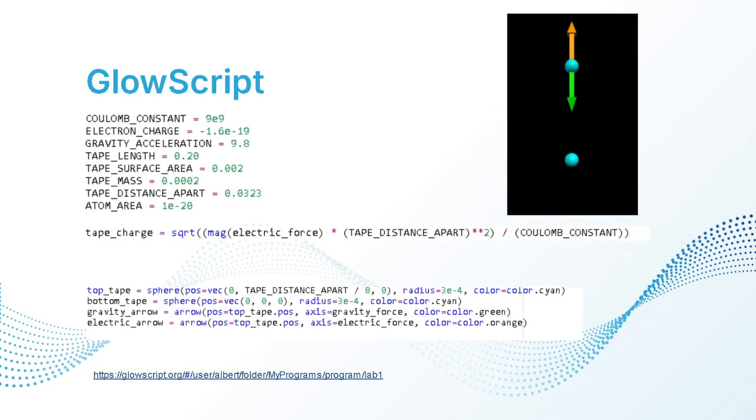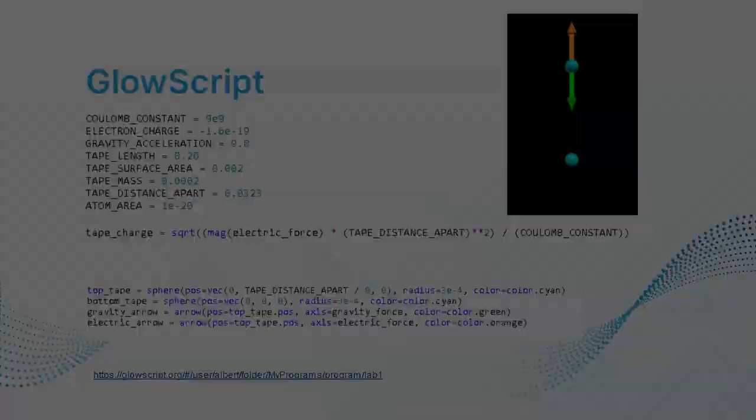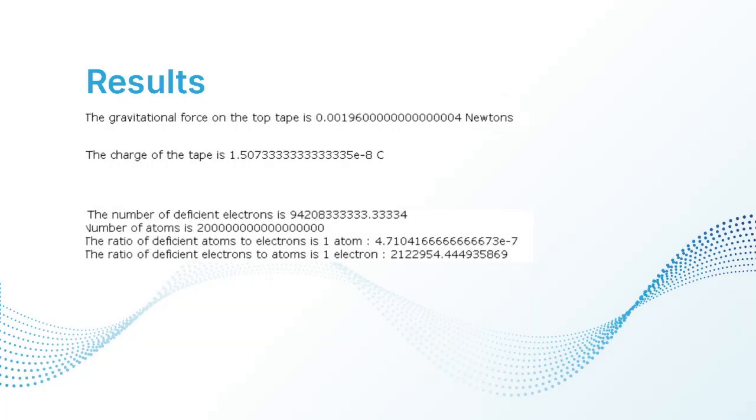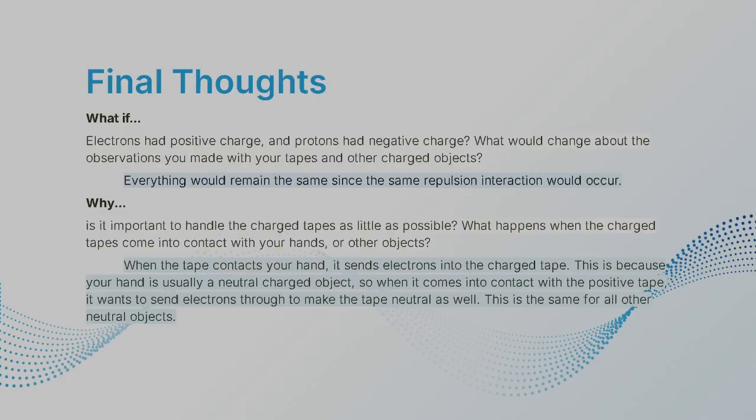Here's our GlowScript, or my GlowScript. At the top left, we have the constants and measurables that we got. Plug that into the equation in the middle that finds the tape charge. Then at the bottom, we have what calculated the simulation. You can see the simulation at the top right there with the suspended tape being affected by the two forces. Here are our results. They just align with what we found. This is what we've been talking about for the last few slides.